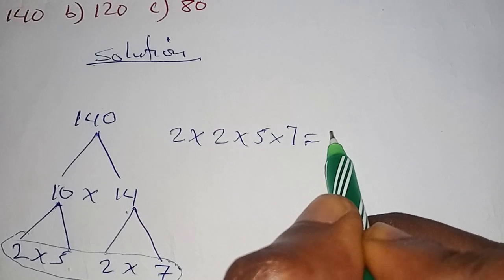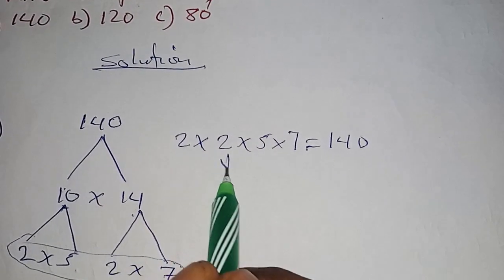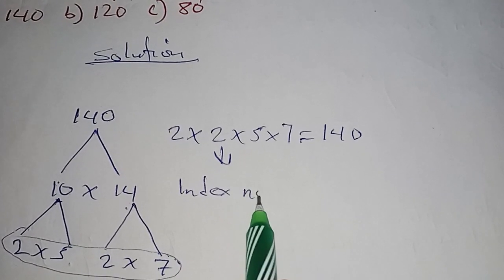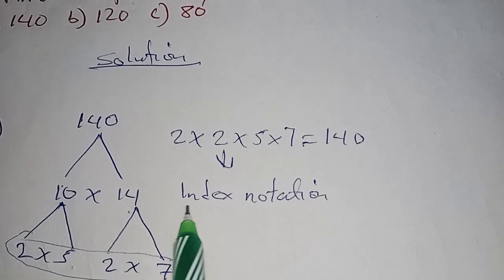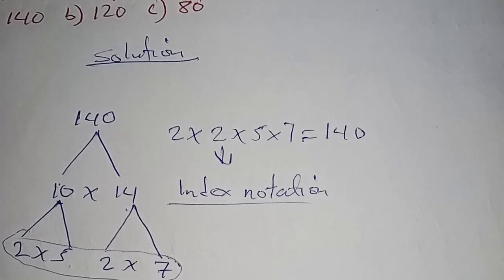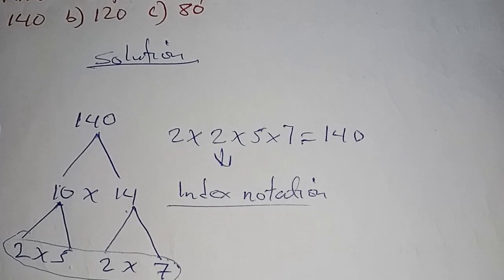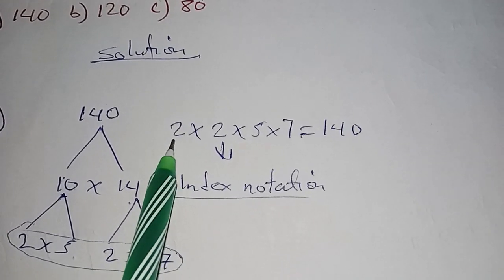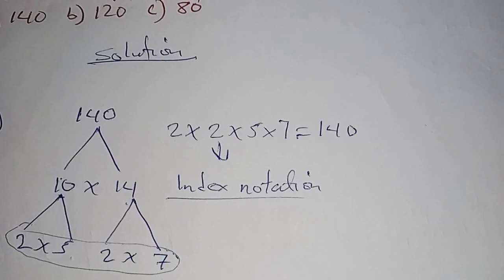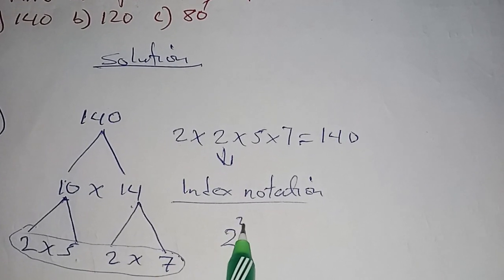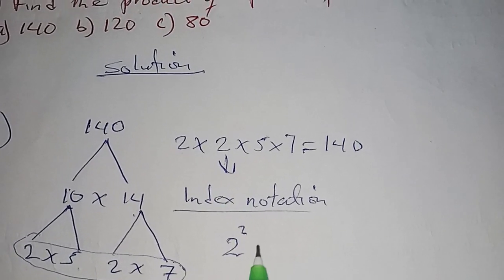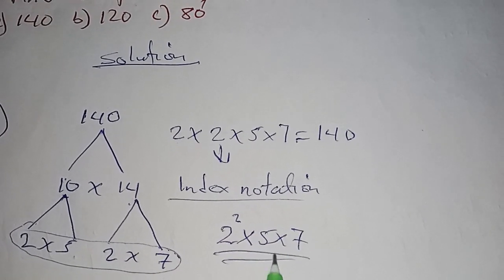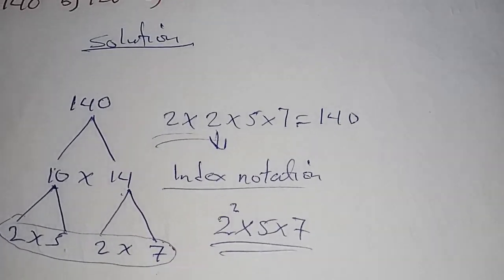You can also put this particular answer in index notation. Index notation has a great impact on this problem. You can use it to reduce the size of the problem, right? Since we have two twos here, we can reduce it and only put one, 2 squared. This square indicates that we have two of it. Since 5 has only one, we bring our 5 down, and 7 has only one, we bring our 7 down. Either of them is correct.